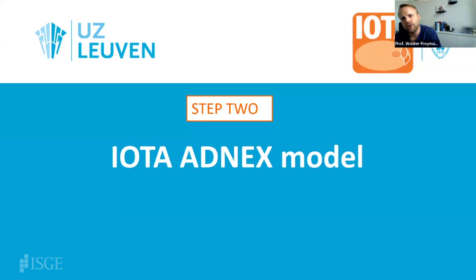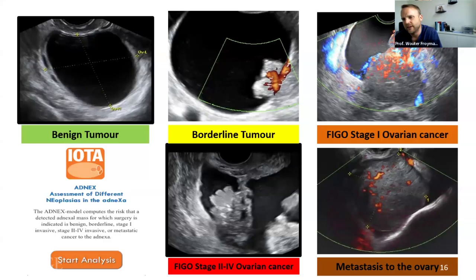So what if you cannot apply the benign descriptors? So we know that the benign descriptors can be applied in about 40% of all the patients. If you cannot apply the benign descriptors, we will recommend the use of the IOTA ADNEX model. So ADNEX is a mathematical model. You cannot calculate it in your head. You need a formula. So you can have it as software embedded in the ultrasound machine. There are also applications for the smartphone.